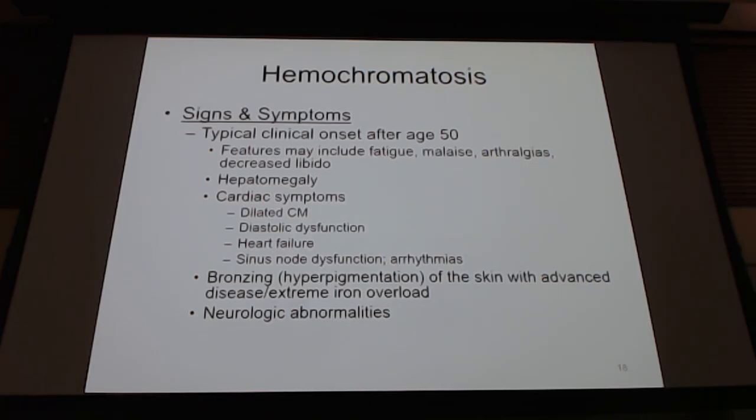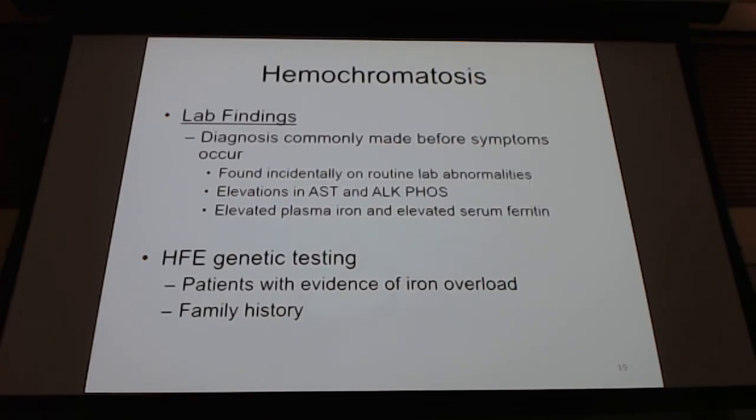So it's a pretty sneaky type of thing, and there's not a lot going forward for them as far as treatment. Diagnosis is usually made before symptoms start showing up. So you see AST and ALT elevated, elevated plasma iron, as well as serum ferritin. HFE is just the acronym for the hemochromatosis gene, so they can actually test for that to see if it was passed down. They're going to check family history, but they can actually do genetic testing for that.